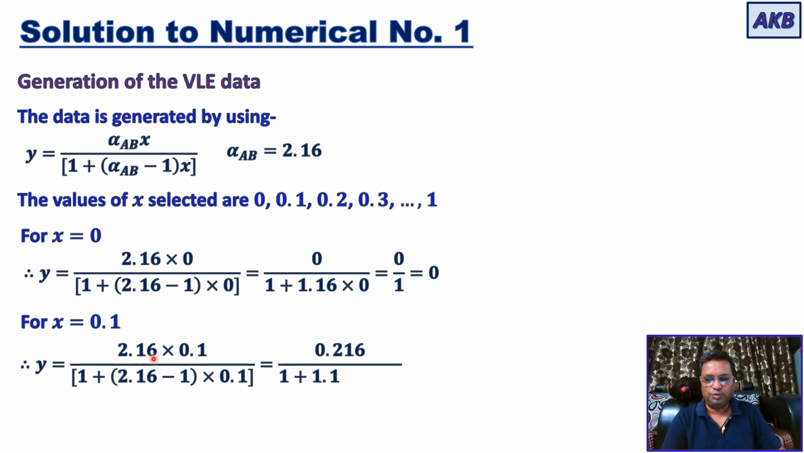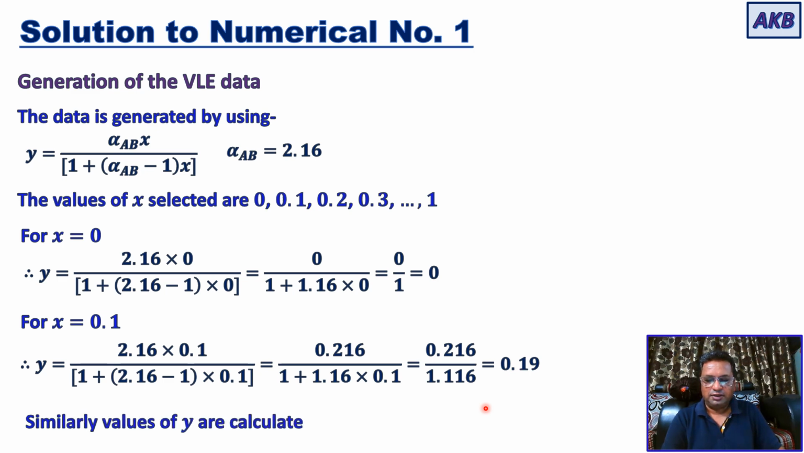Y is equal to 2.16 into 0.1 divided by 1 plus (2.16 minus 1) into 0.1, which after simplification is 0.216 divided by 1 plus 1.16 into 0.1, that is 0.216 divided by 1.116, which gives us y as 0.19. Similarly, values of y are calculated for the remaining values of x.